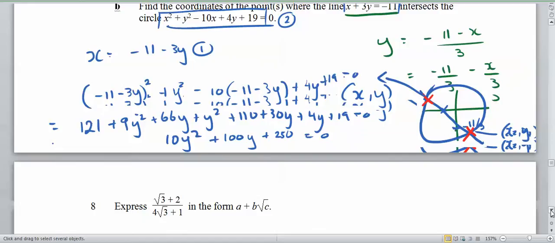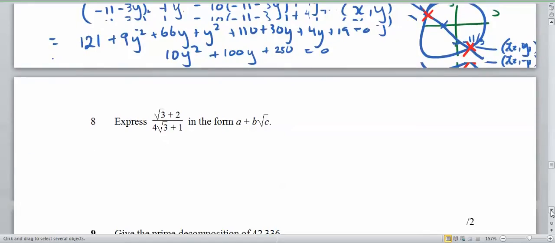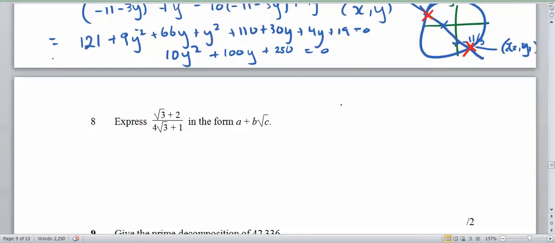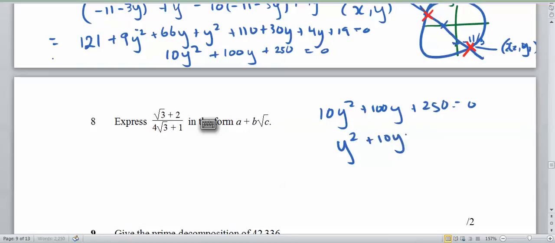So let me just continue. Oh, okay. I'll just have to perhaps continue down here. So we've got 10y squared plus 100y plus 250 is equal to 0. Let's take 10 out as a common factor, which is going to have y squared plus 10y plus 25 outside of 10 is equal to 0.